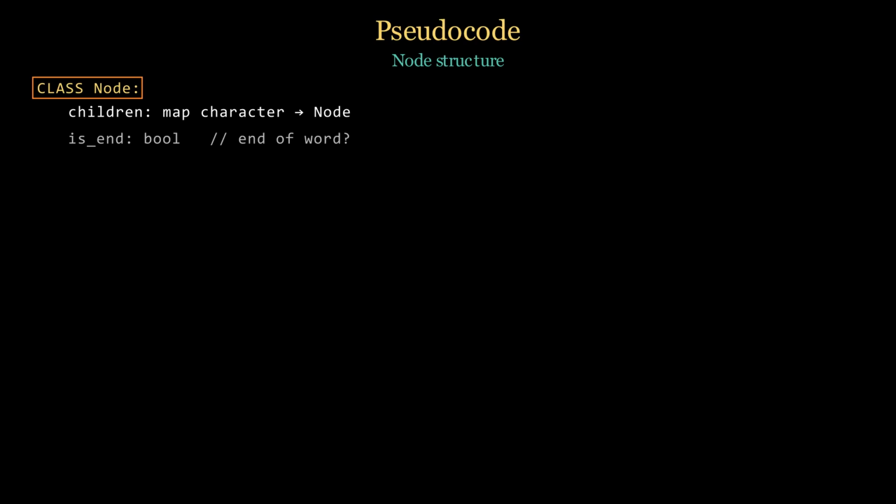Class Node, each node in the trie has this structure. Children, a map from character to child node. Is end, boolean, true when this node marks the end of a word.